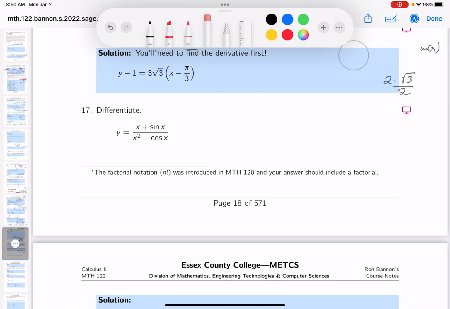Again, if you're asked to differentiate something, differentiate, all right? If you want to simplify it, you can. If you don't, you can just leave it as is. So let's write this down.